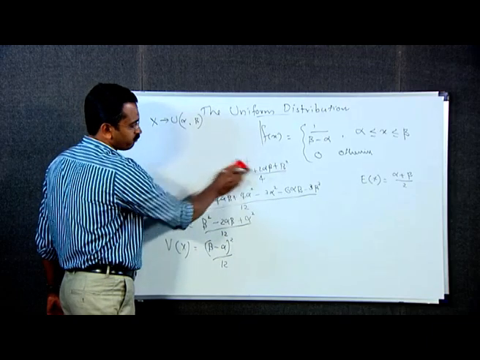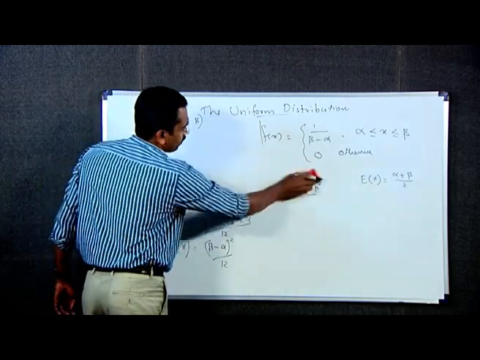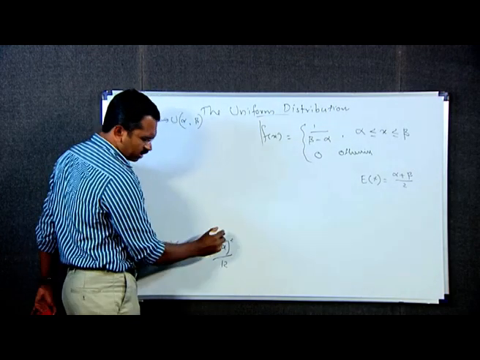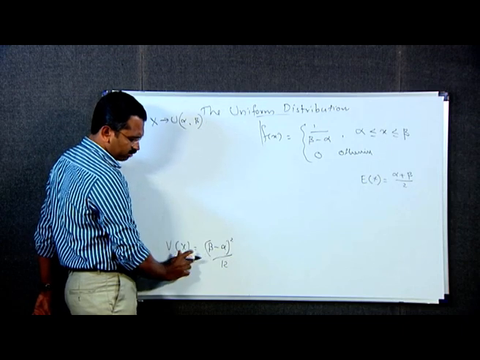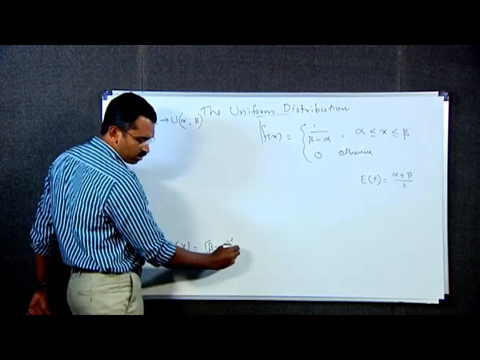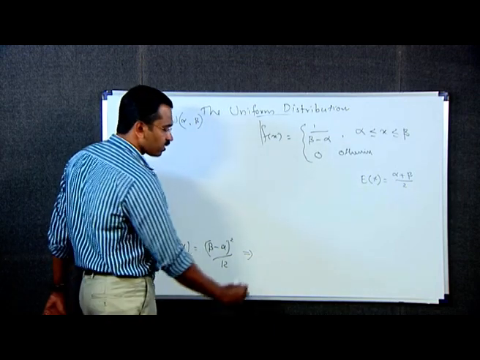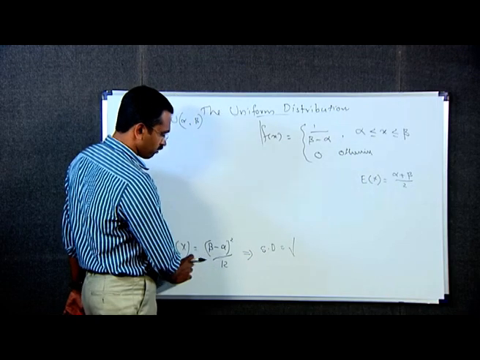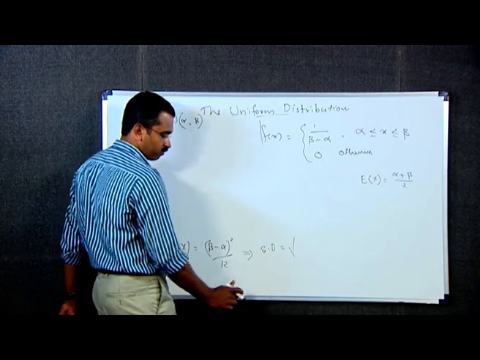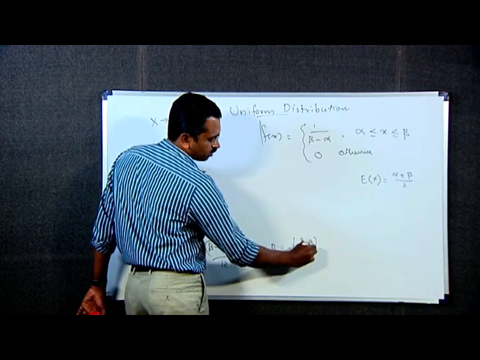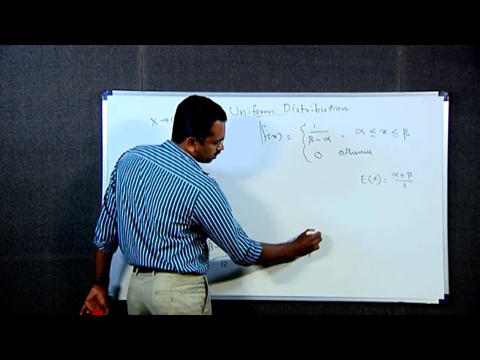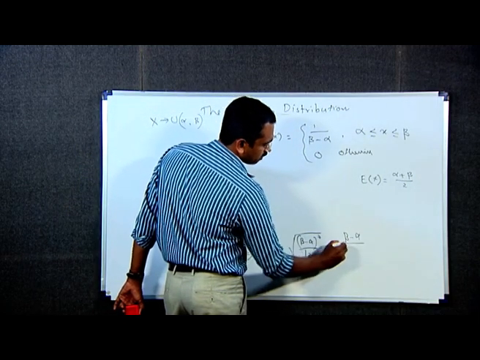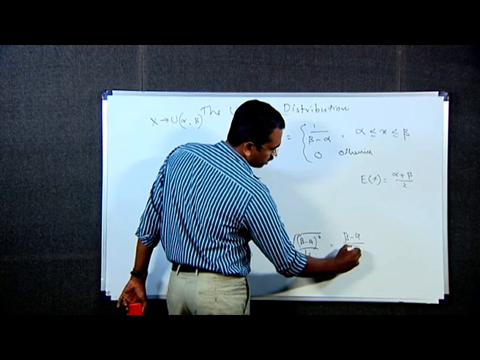Now we have to find the moment generating function of uniform distribution. Note that here variance of x is beta minus alpha the whole square divided by 12, which implies that standard deviation of x is the positive root of the variance of x, that is positive root of beta minus alpha whole square divided by 12, which is equal to beta minus alpha divided by square root of 12.